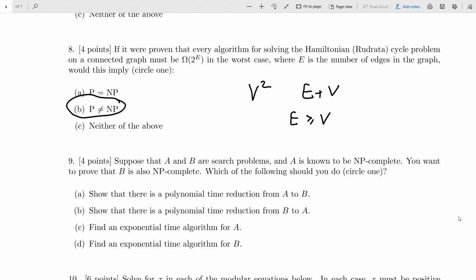Okay, suppose A and B are search problems, and A is known to be NP-complete. You want to prove that B is also NP-complete. Which of the following should you do? Do you reduce the known NP-complete problem to the candidate NP-complete problem?